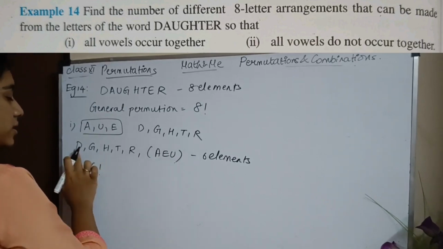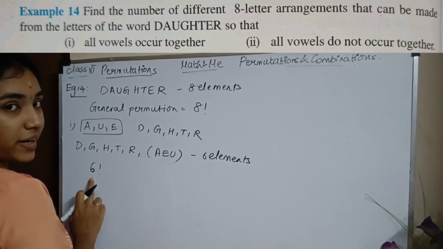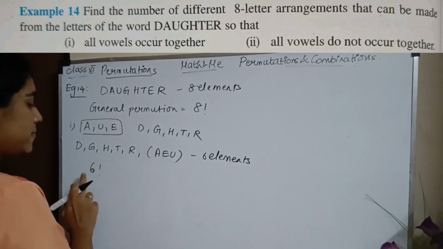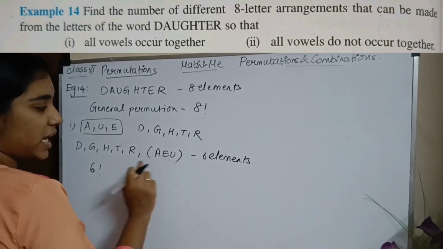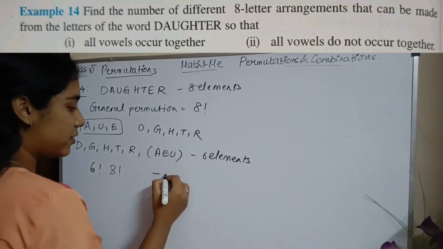D, H, D, G, H, T, R, A, I, O, U can be placed in 6 factorial ways. Correct? 6 elements are there. So 6 factorial times A, E, U can be replaced in 3 factorial ways. Correct? I have 3 places.